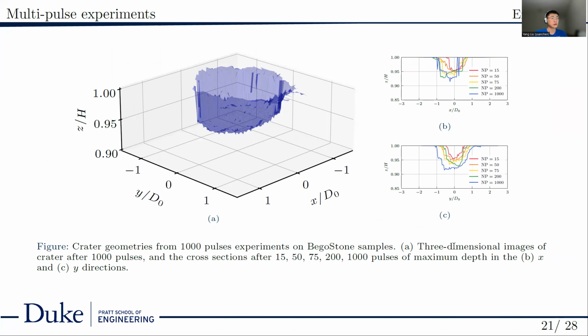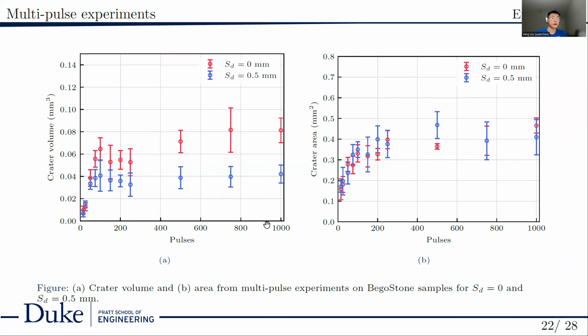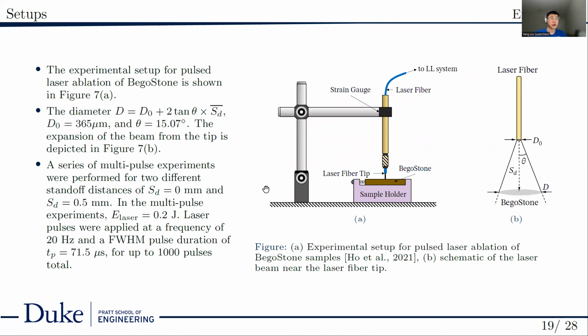In this slide, the figure shows the 3D and 2D cross-sectional plots for 1,000 pulses experiments on BegoStone samples. This result is obtained from the OCT scanning on the top surface of the BegoStone sample. In this figure, the resulting volume and area of observed ablated craters are plotted as a function of pulse number. The data shown here correspond to the mean value from 10 sets of experiments with error bars indicating the standard deviation. The results generally indicate that the crater volume and areas increase quickly during the first 200 pulses, but eventually saturate at some point. Finally, we note that the volumes and areas decrease as the standoff distance increases. This is because the energy density of laser impacting the surface decreases as the distance between the surface and the laser tip increases, as we've shown in this subfigure B.